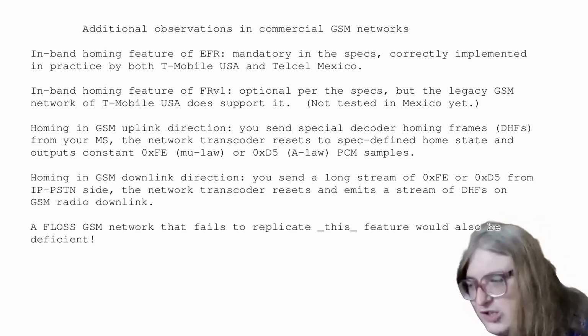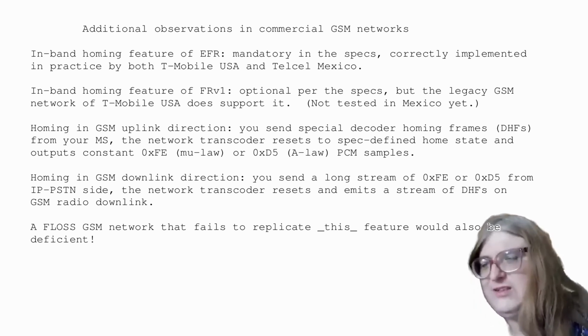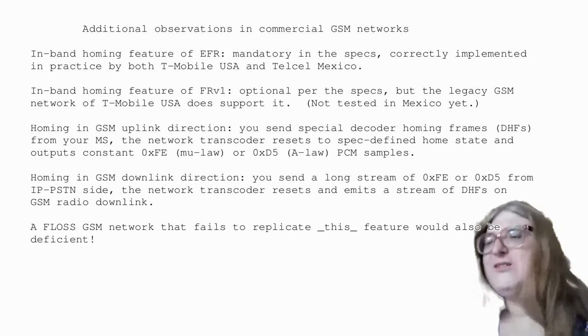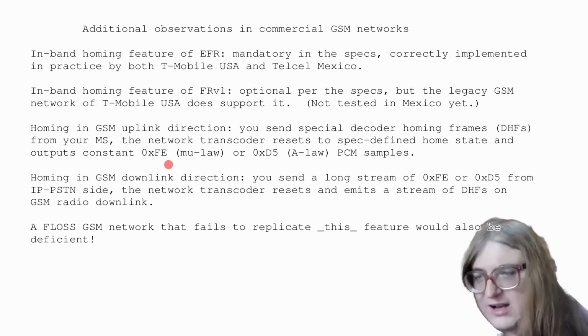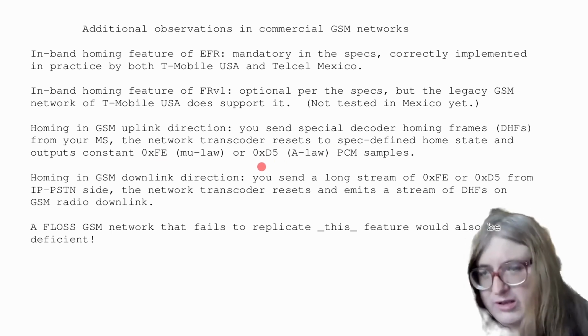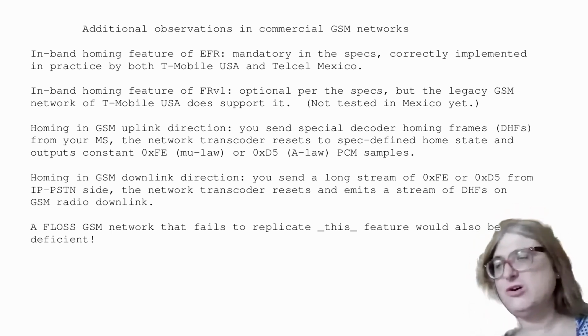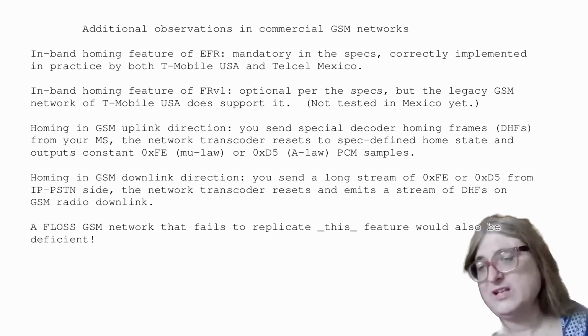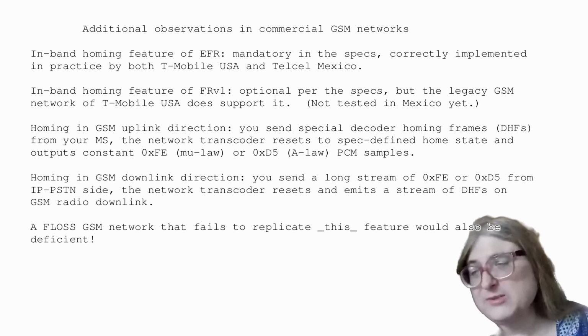And if you include a special frame called the decoder homing frame, if you include a bunch of them in sequence, then on the other end of the link, on the output of the G.711 transcoder, you are going to get these octets. So in the US, we're using PCMU, you're going to get this. And in Europe, and Mexico also uses A-law, you're going to get this out of the transcoder. And yes, I have tested this feature on both T-Mobile USA and Telcel Mexico, and it works in both of them. And then the same thing goes in the opposite direction.